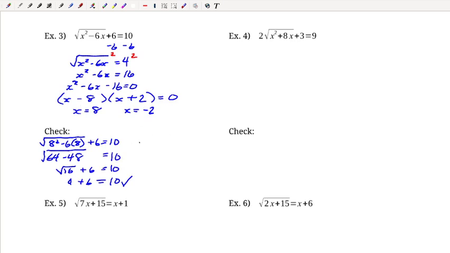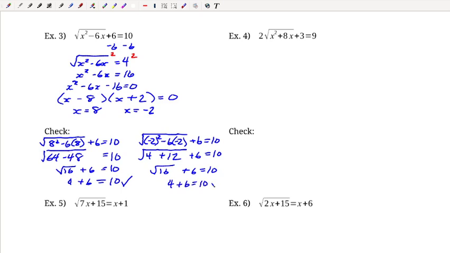Now let's check x equals negative 2. I've got the square root of negative 2 squared minus 6 times negative 2 plus 6. Does that equal 10? Negative 2 squared is going to give me 4. Negative 6 times negative 2 is plus 12. And again, I have square root of 16 plus 6 equals 10, which as I saw before is in fact 4 plus 6 equals 10. Check. So in this case, both my answers check out, and I have 2 solutions. Life is good.